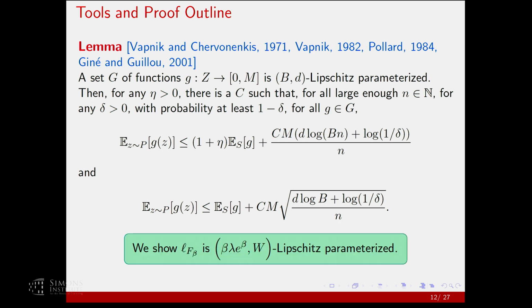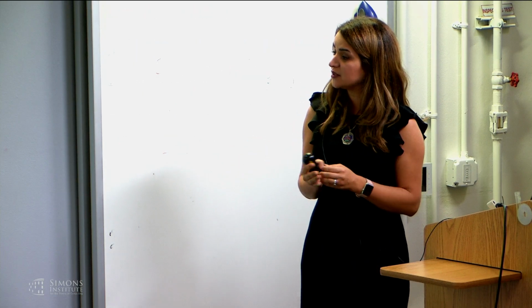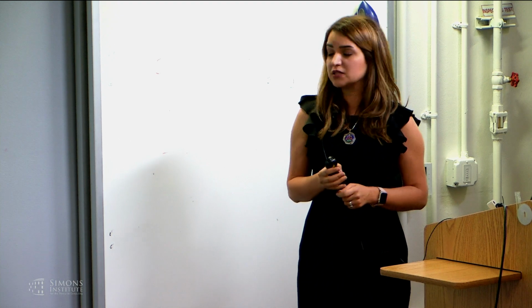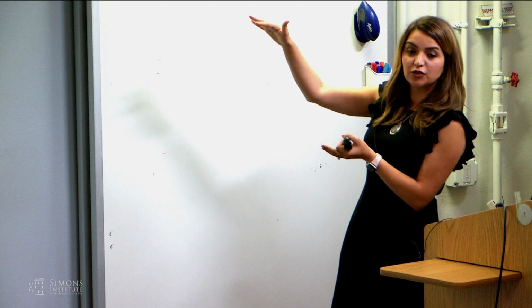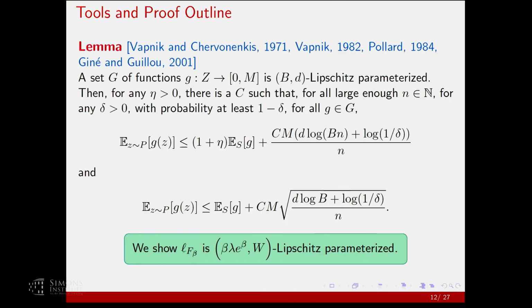And given that we have this lemma, what we do is show that the set of loss functions over this set that we talked about is beta, lambda e to the beta, and W Lipschitz parametrized. Just as a reminder, beta is the upper bound on the distance to initialization, lambda is your Lipschitz constant corresponding to the loss, and W is the number of parameters you have. So if we put this together, essentially we are done, and we're able to prove our results. If you're eager to know a little bit more, we can dig further.